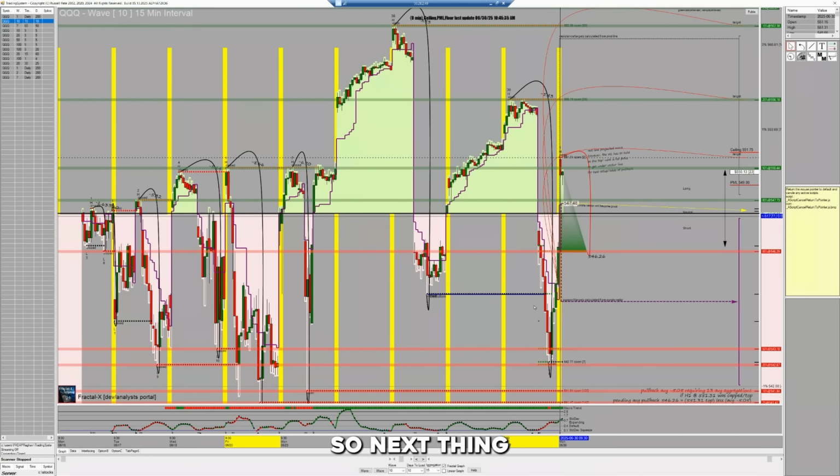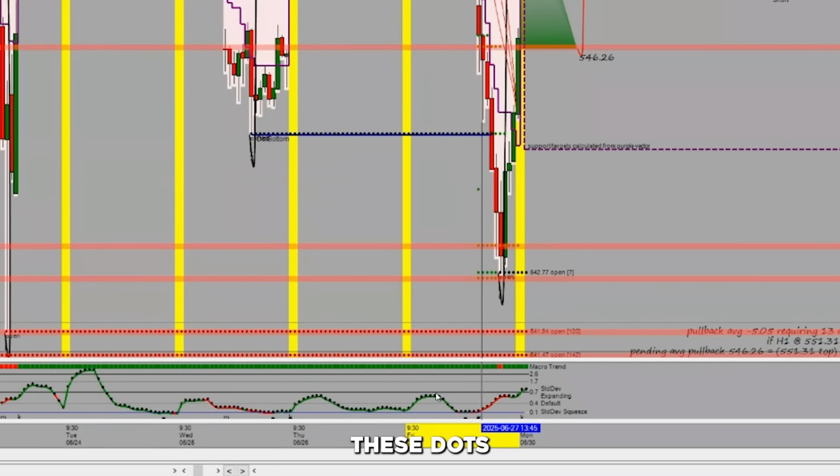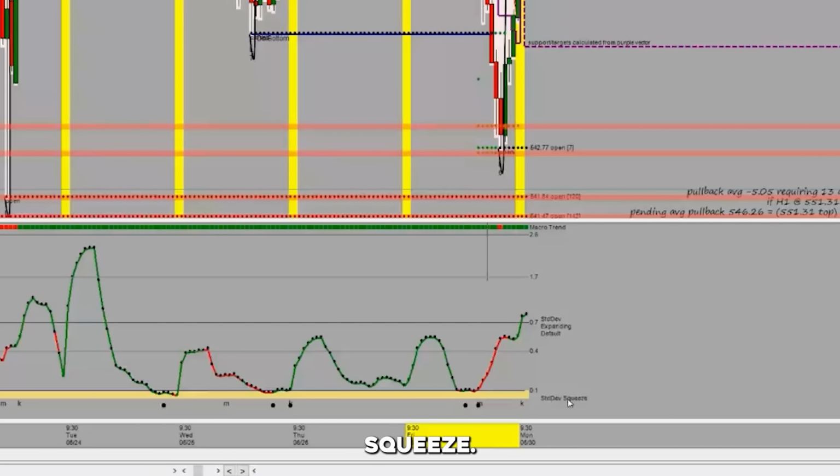So next thing we're going to talk about is the standard deviation. Now this is something I personally use. Simple concept: when the price is like, for example, these dots, these represent price in a way. When these dots are there in the standard deviation squeeze, it's telling you to prepare for a volatile move. You see the word squeeze, standard deviation squeeze, so that is the squeeze area. You see these dots? They're in the squeeze. So it's telling you prepare for a volatile move.